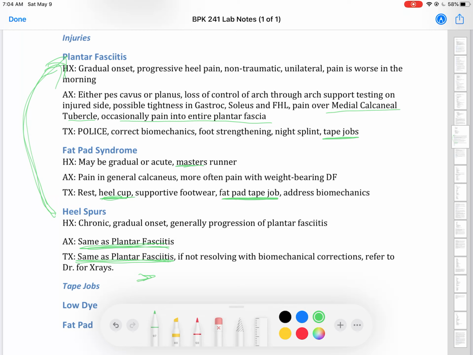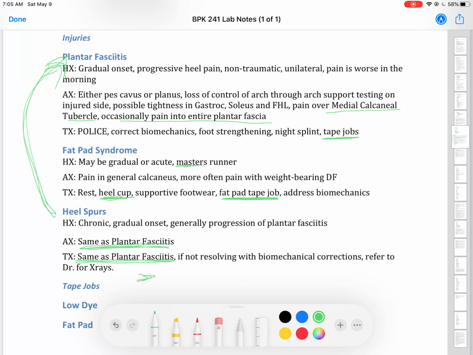Now, if their symptoms are not resolving with our conservative treatment, they may do surgery to remove that extra bony growth. It's just if we haven't addressed the causative factors and there's still that stress on the plantar fascia, the bony growth is just going to come back again. So they try to avoid surgery as best they can.